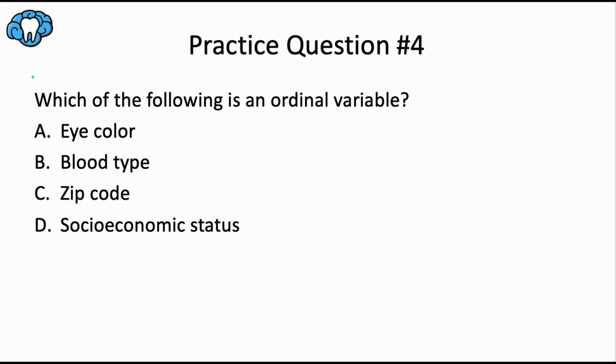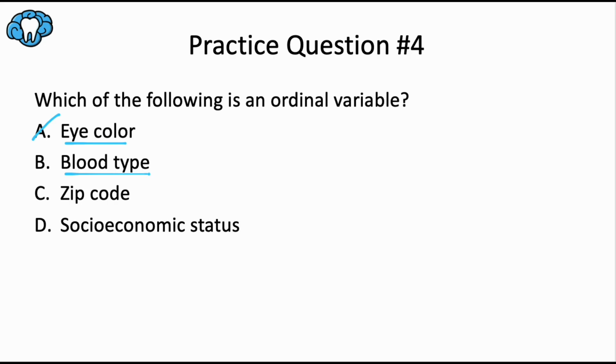Alright, so now we're covering topics from the second video in the series on variables. So here we have eye color, blood type, zip code, and socioeconomic status. Well, first, eye color is a variable that has many different values. It could be brown, blue, green, hazel, gray, amber, but those are not ranked in any particular way. There's no order to those eye colors, so that is a nominal variable, not an ordinal variable.